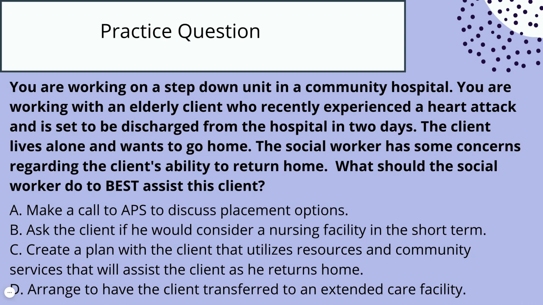A, make a call to APS to discuss placement options. B, ask the client if he would consider a nursing facility in the short term. C, create a plan with the client that utilizes resources and community services that will assist the client as he returns home. D, arrange to have the client transferred to an extended care facility. Go ahead and read this one, and we will break it down in just a moment.